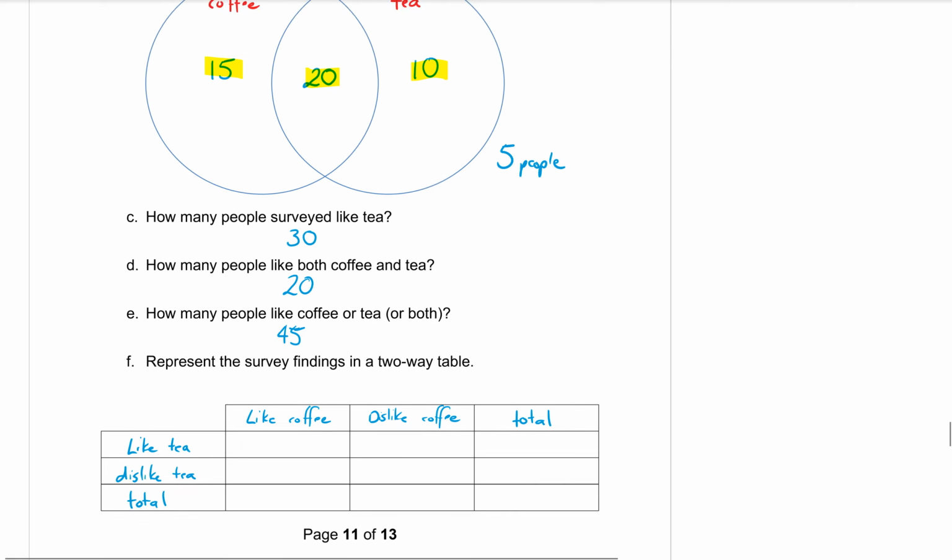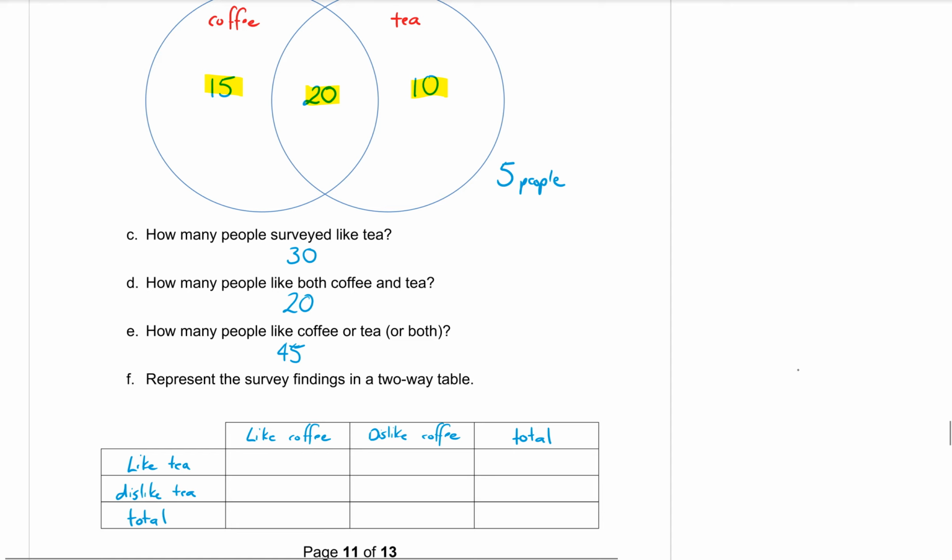So let's fill in the numbers. This first box here is people who like coffee and like tea. That is the 20, that's our overlapping section. Then we want likes tea but dislikes coffee. Likes tea but no coffee is the 10 people, which means a total of 30 people for that first row.